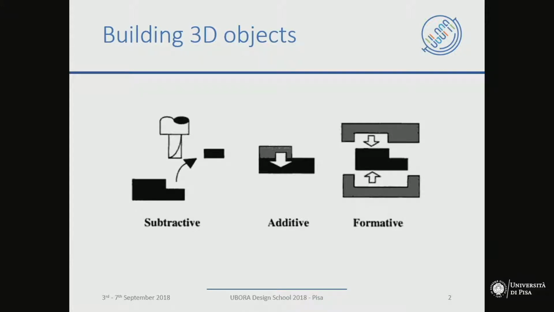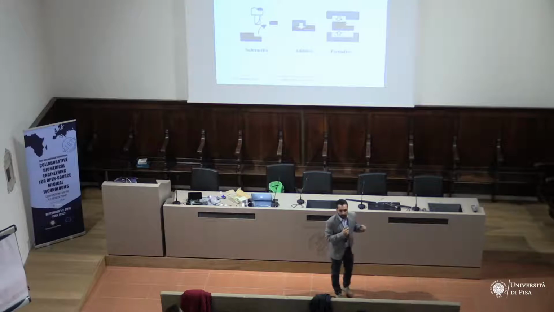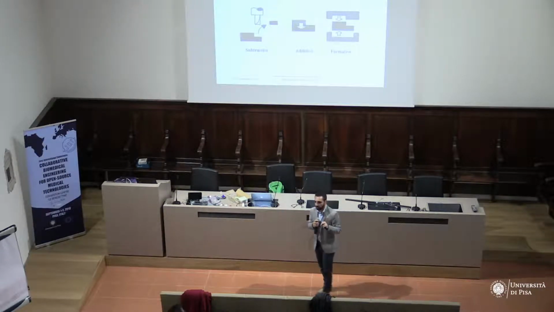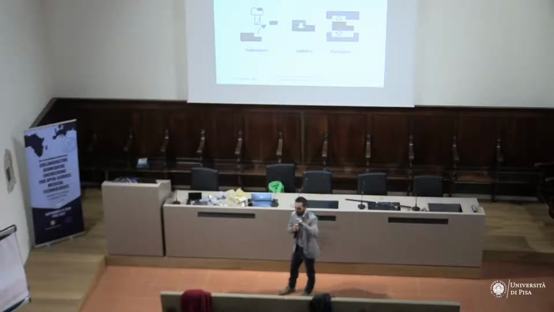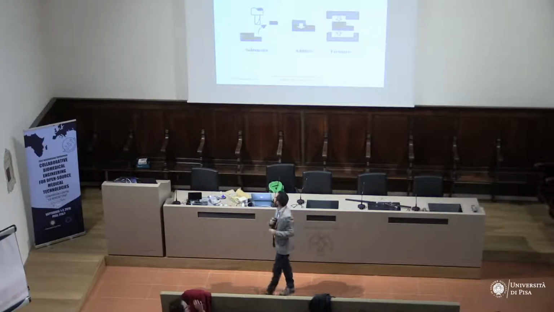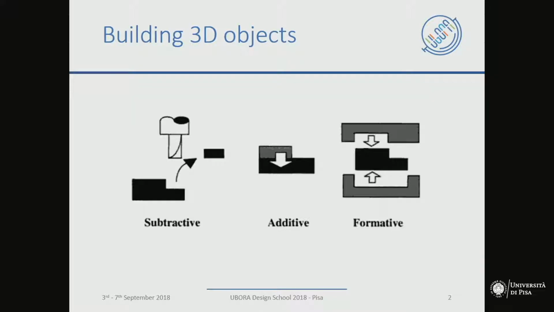We will discover what that means, but before understanding how to mass personalize a medical device, we need to understand how to fabricate an object, and then understand how to fabricate an object in a way that allows us to modify the final shape very quickly without modifying the whole process of fabrication. So when you want to create a physical object, you have three main opportunities.